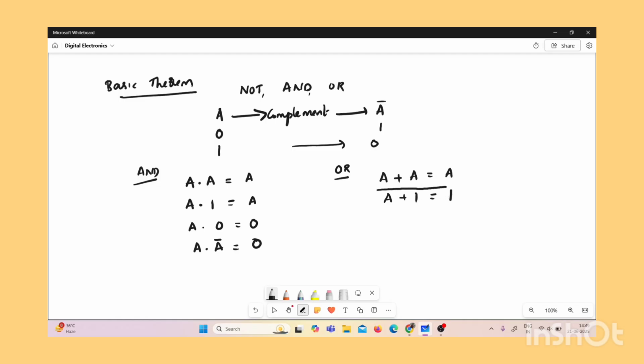This is very important, because while minimizing several logical expressions, you will come across many expressions with a variable plus 1, and by default the output is 1. And A plus 0 is equal to A, and the sum of a variable and its complement, A plus A bar, is equal to 1, and A dot A bar is equal to 0. Many times we will use these conditions.